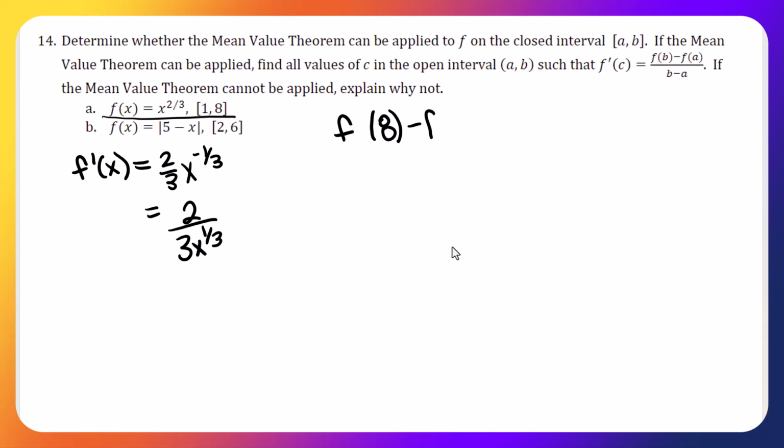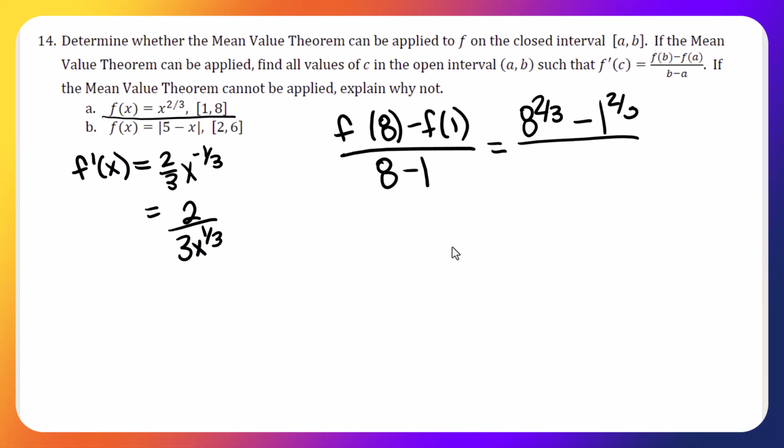So the f of 8 minus f of 1 all over 8 minus 1. So plugging 8 into my original function is going to give me 8 to the power of 2/3 minus 1 to the power of 2/3 all over 7. So this 8 to the power of 2/3, if it helps, you can think of that as the cube root of 8 squared. So a lot of people don't know how to evaluate that.